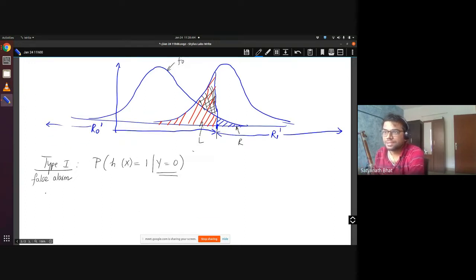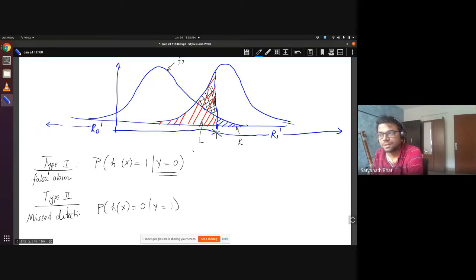Likewise, type 2. Here, very analogously, H of X is equal to 0 given Y is equal to 1. This is called missed detection. Why is it called false alarm and missed detection? I mentioned it's from World War II. Can someone think of it? It's so obvious, right?